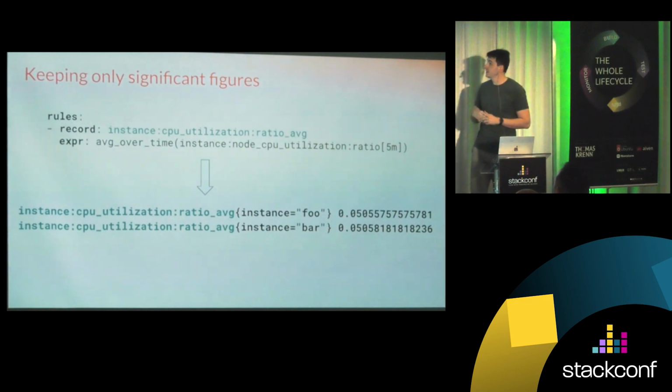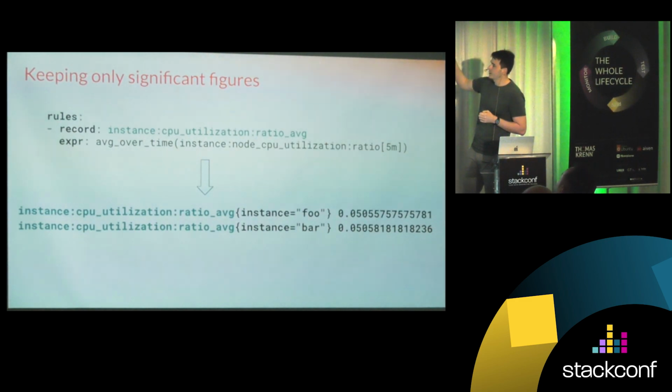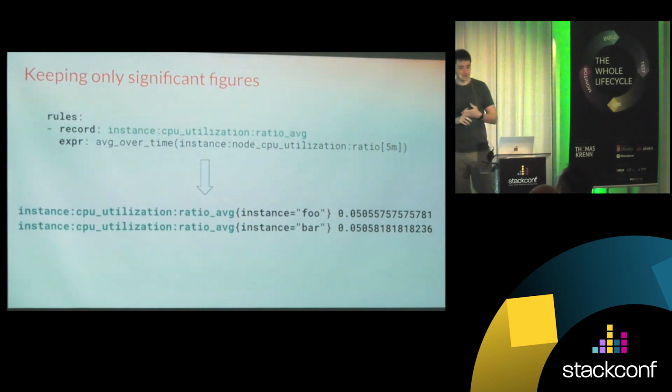So this is one of the default recording rules for measuring average CPU usage for node exporter metrics. This rule here is a recording rule which calculates this average over time over CPU usage. And it produces 2 time series below, for instance foo and instance bar. And now the question to the audience: can you say which instance consumes more CPU?